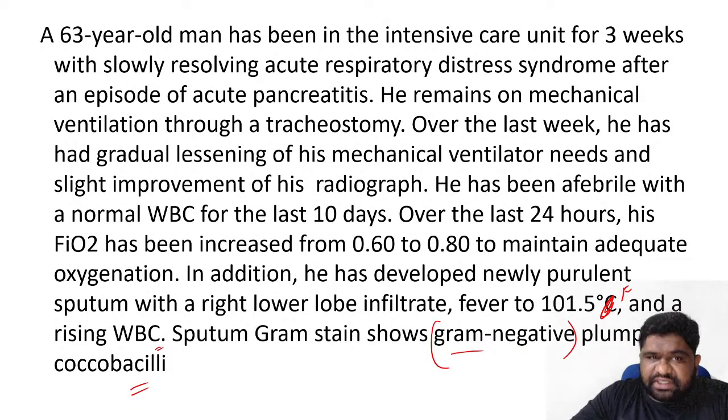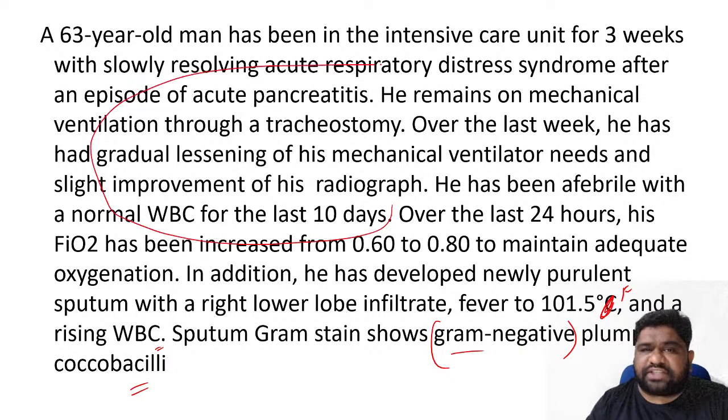So again, the patient is an old person, a 63-year-old ICU patient. He has been in the ICU for 3 weeks. Now the symptoms are resolving. Acute respiratory distress is coming down, and that distress started after acute pancreatitis. For that, he remains on ventilation through tracheostomy. Over the last week, the feeding and the weaning was done. He has been afebrile with normal WBC for the last 10 days. Okay, now Garvind is saying Klebsiella. Okay, I can take this answer also. So right now he is not having a systemic manifestation. Over the last 24 hours, his FiO2 has increased from 0.6 to 0.8 to maintain adequate oxygenation. So 10 days back, he was actually becoming better.